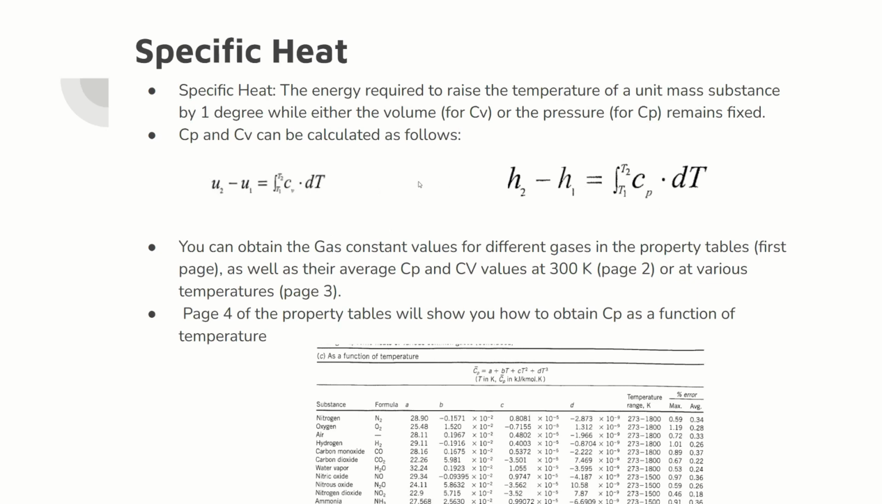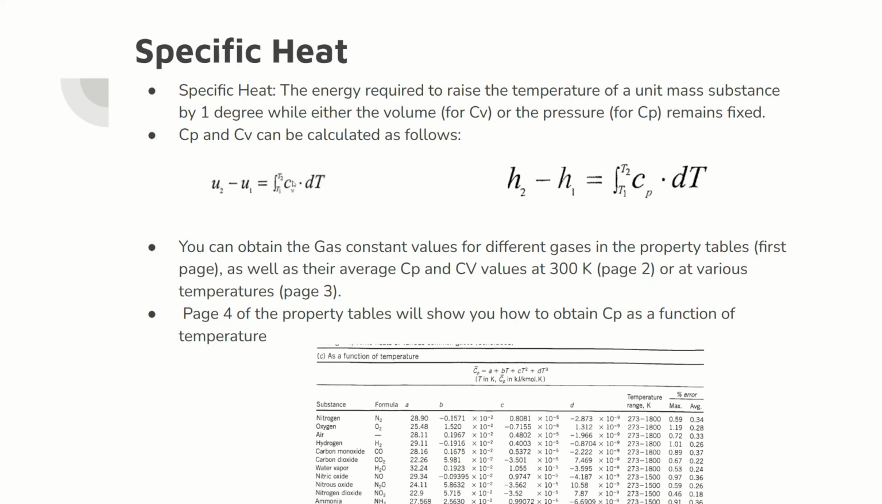Okay, specific heat. We talked about it in the property tables. The definition of specific heat, which you don't really need to know, I doubt that you'll be asked that, but just for theory's sake, it's pretty much the energy required to raise the temperature of whatever fluid or mass substance you're studying by 1 degree, for either a constant volume, which is represented by CV, or a constant pressure, represented by CP. CP and CV can be calculated with these equations.